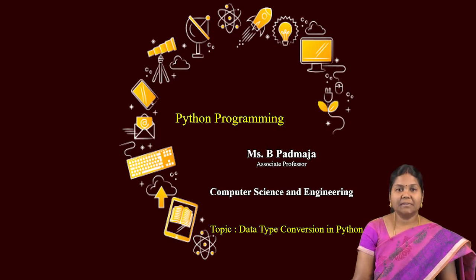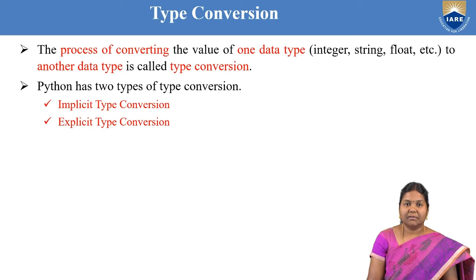Today we are going to discuss data type conversion in Python. Now, type conversion. What is type conversion first? The process of converting the value of one data type to another type is called the type conversion process. Python supports two types of type conversion: one is called implicit type conversion and the other is explicit type conversion.